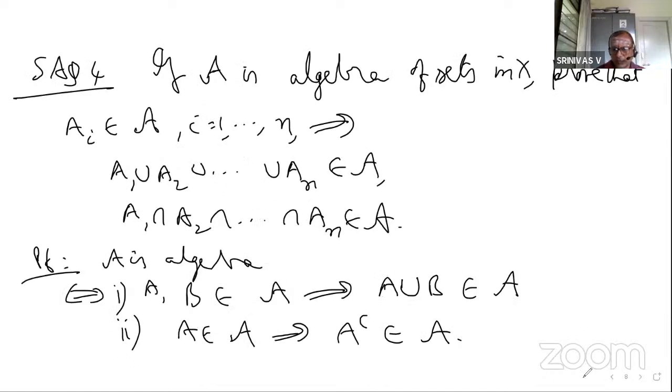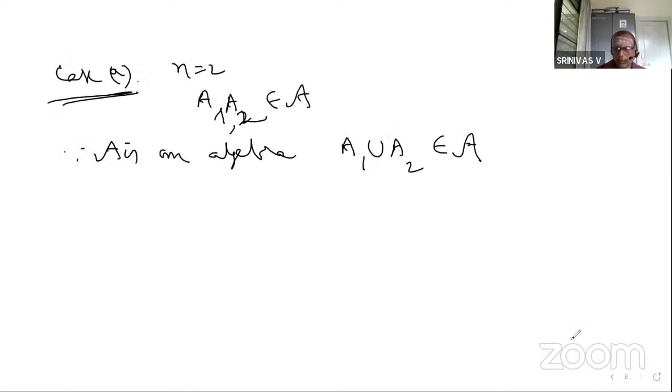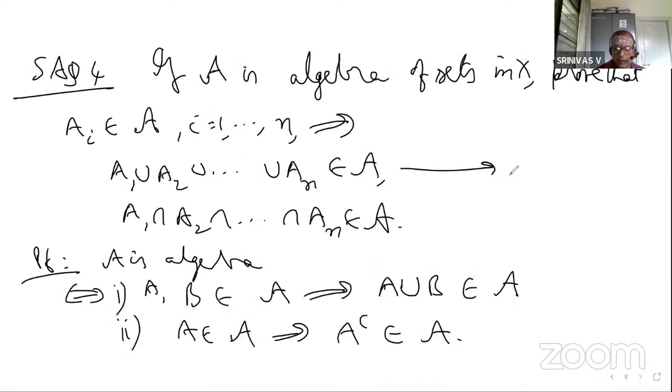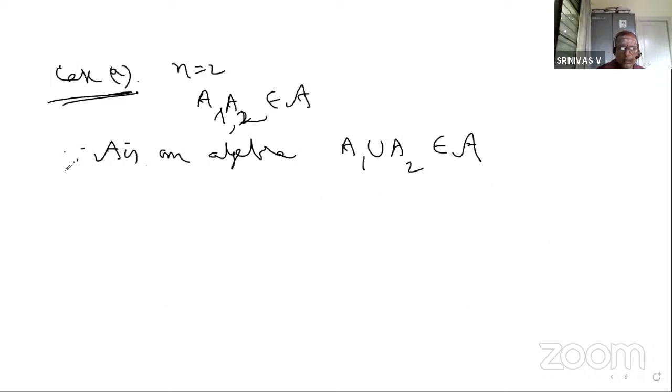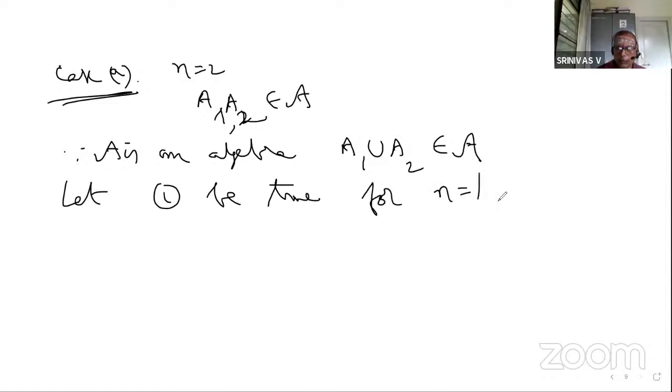Assume this for n equal to k. Let me give a number for this, let me call this 1. So let 1 be true for n equal to k. We will prove for n equal to k plus 1.